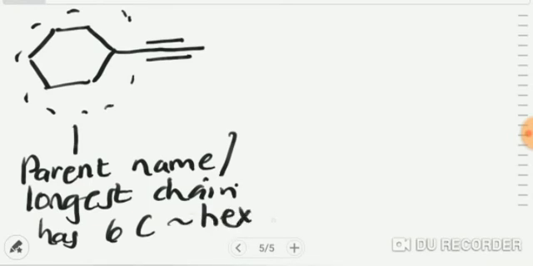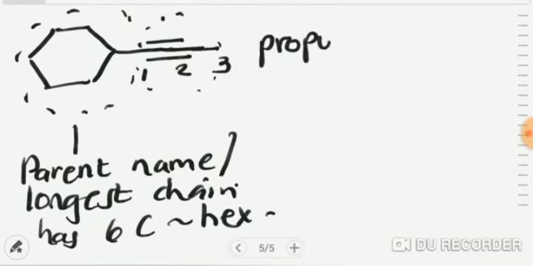So now let's look at the substituent. Our substituent has 3 carbon atoms, and it also has a functional group. This will be very interesting. It's very tricky. It has 3 carbons and a double bond, which means it's a propenyl, right?